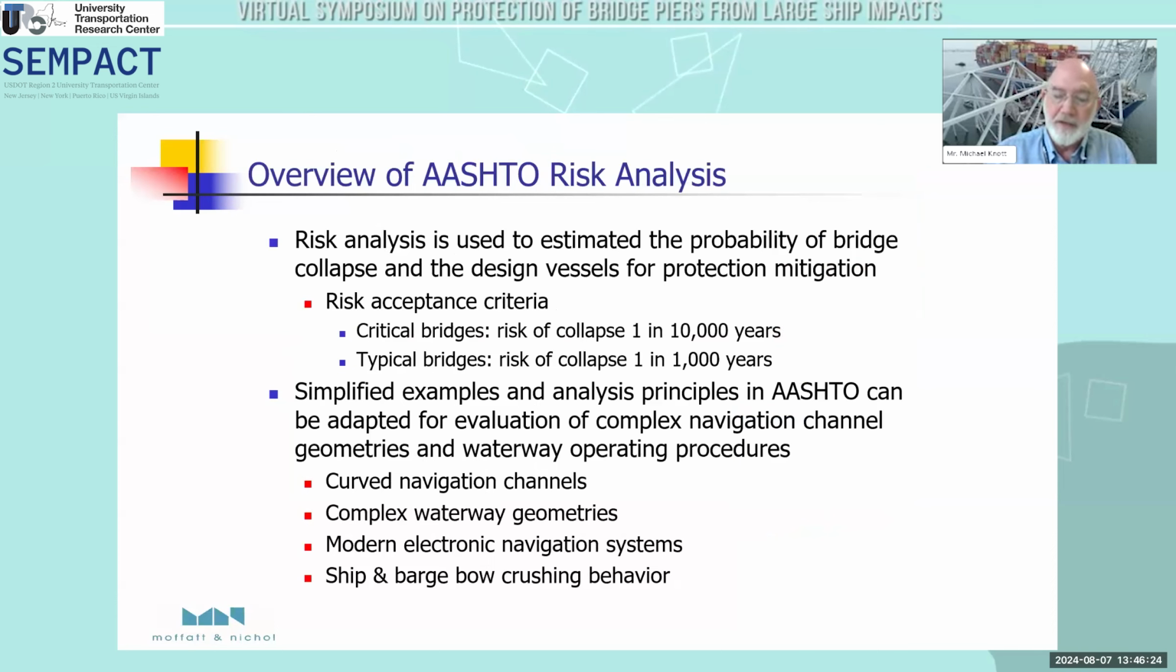So the risk analysis process is basically used to estimate the risk of bridge collapse. And that estimate of bridge collapse is distributed amongst the various bridge piers in the waterway. And from that, we can determine a design vessel for each bridge pier. It's not one design vessel for all the bridge piers.